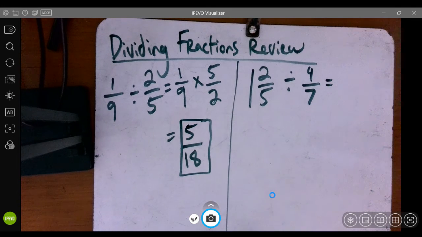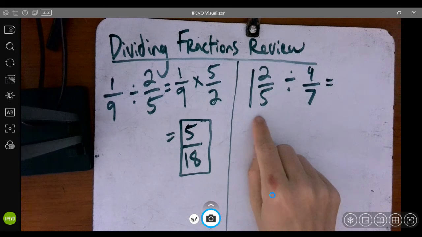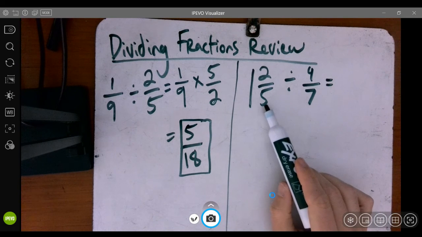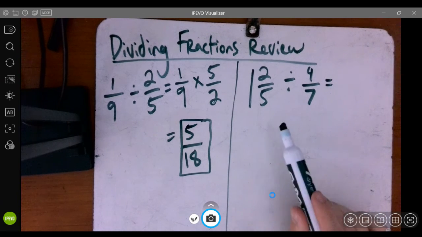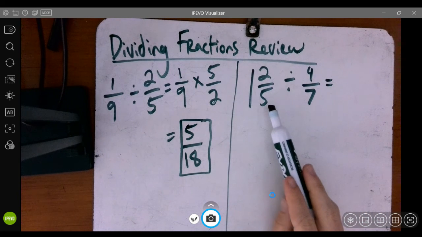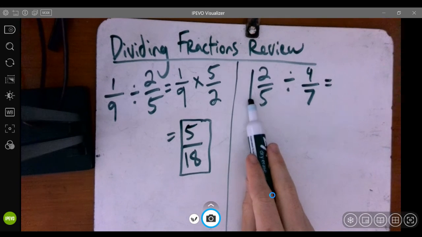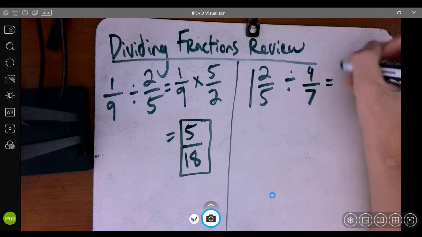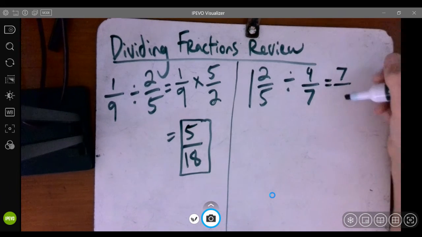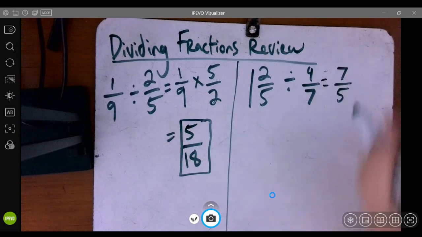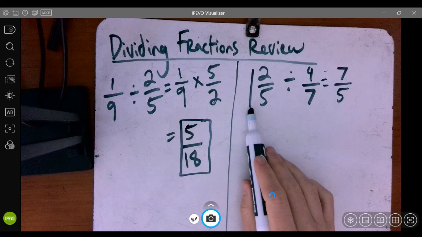In this next example, I wanted to show an example of a mixed number, and I could have shown one in the multiplication review video as well, but I didn't. If you are trying to multiply a mixed number or divide a mixed number, you want to first rewrite it as an improper fraction. So I'm going to multiply 5 times 1, which gives me 5, and then adding 2 gives me 7. So it'd be 7/5. And the reason that works, once again, is because one whole has 5/5.